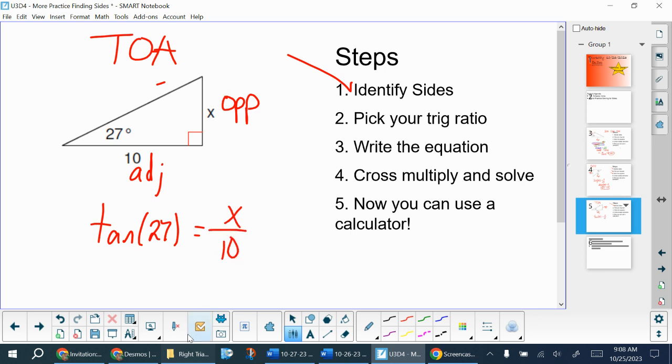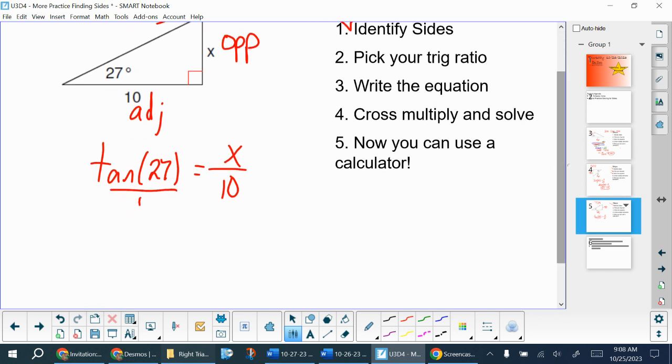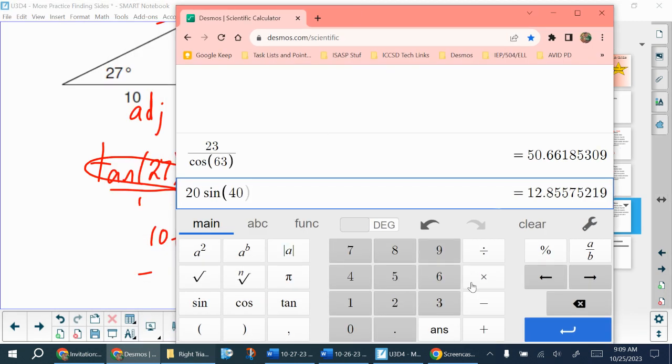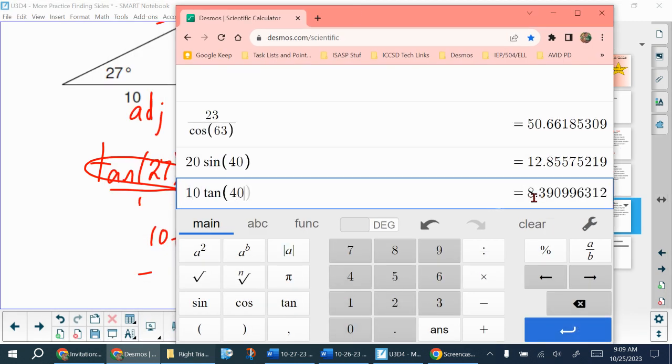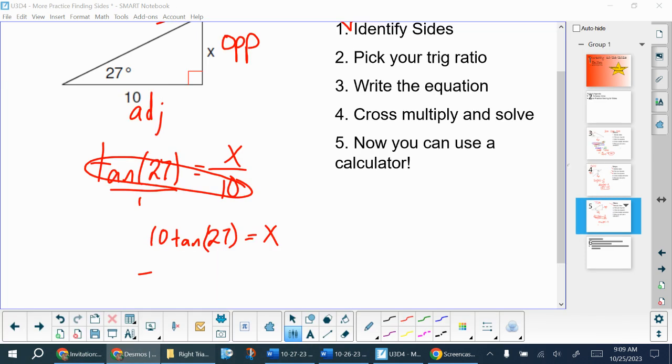You'll start to notice pretty quick here when the x is on the top, that's going to be the easier type, because look at what happens when I cross multiply. 10 times tangent of 27 equals x times 1, which is just x, and it's already solved for me. I just have to type that into my calculator. So 10 times the tangent of 27 is 8.39, which we would round to 8.4.